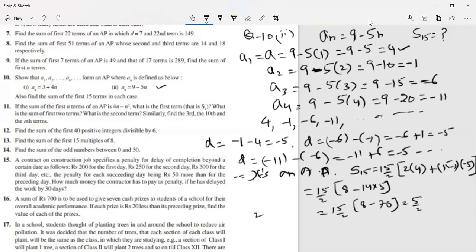So 15 by 2 into minus 62, since minus 70 plus 8 is minus 62. Then it can be cancelled by 2: 2 threes are 6, 2 ones are 2, so minus 31 into 5 is equal to minus 465. Negative because it is a decreasing sequence. The sequence is decreasing, that is why the sum is negative.